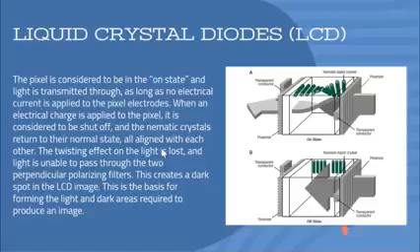Okay? The twisting effect on the light is lost and light is unable to pass through the two perpendicular polarizing filters. This creates a dark spot on the LCD image. This is the basis for the forming of the light and dark areas required to produce an image. Okay?